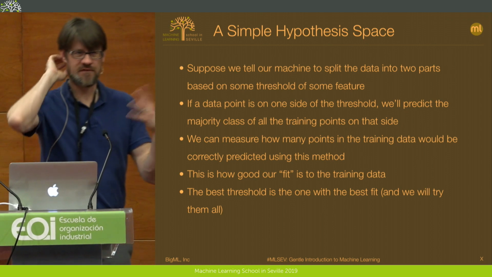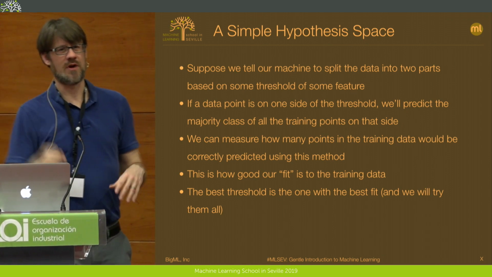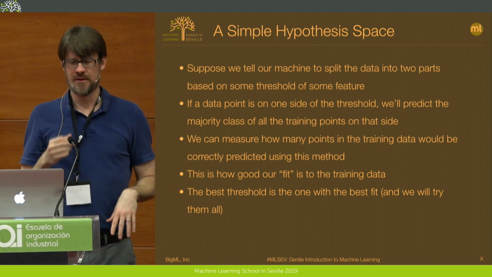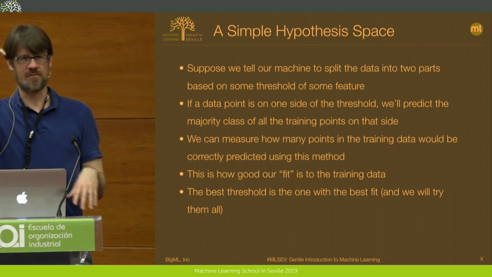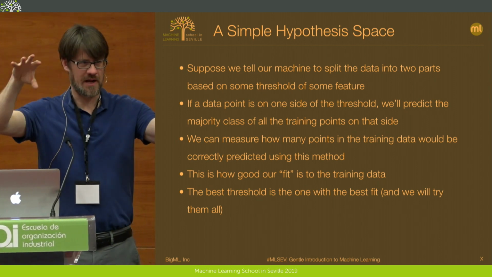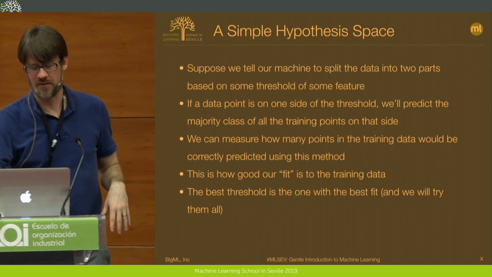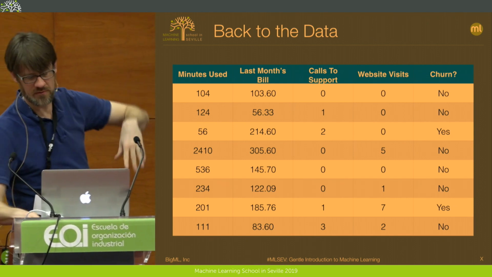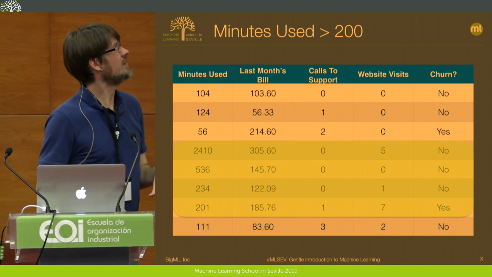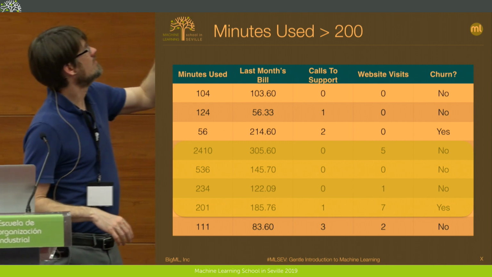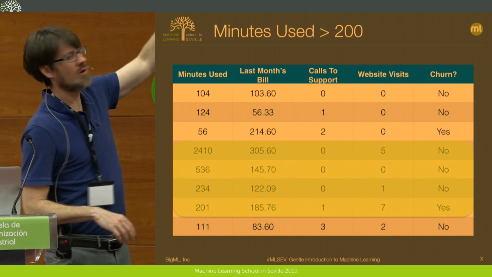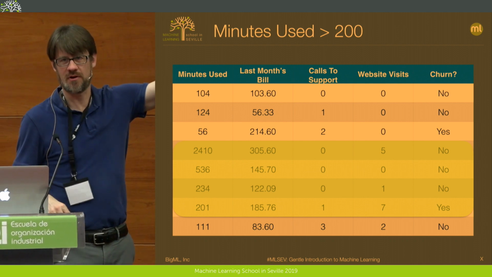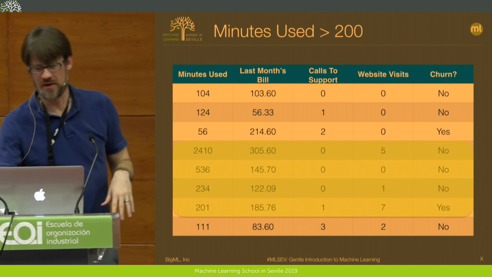We can measure how good the fit is by looking at how many of the training data points the model gets right after it splits up the data and predicts the majority class. Then we'll decide the best model is the one where the threshold splits the data so that the predictions are the most right on the training data. Let's see what that looks like on this data. We have these rows and these columns. If we split the data into two parts based on, let's say, whether or not the person used more than 200 minutes on their mobile phone plan, we get two subsets of data, right? We get the ones highlighted in green there, and we get the other ones.